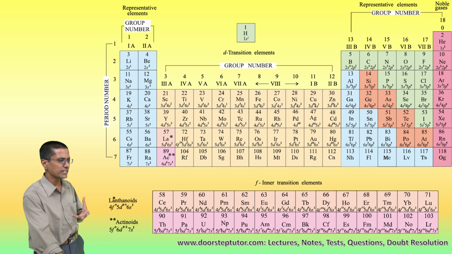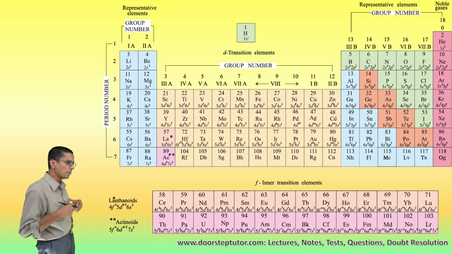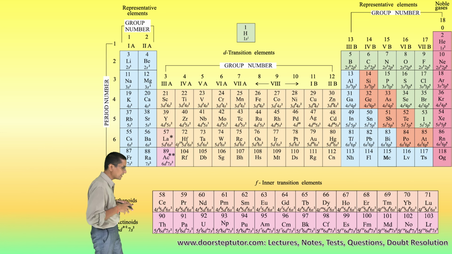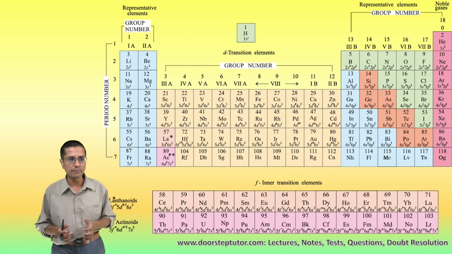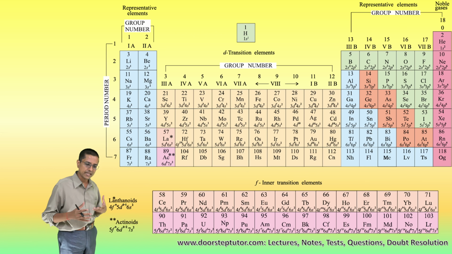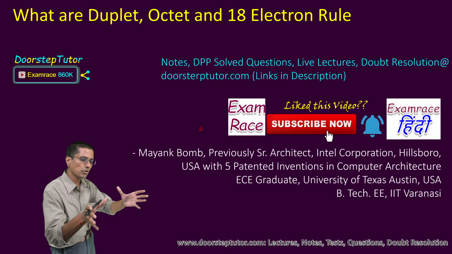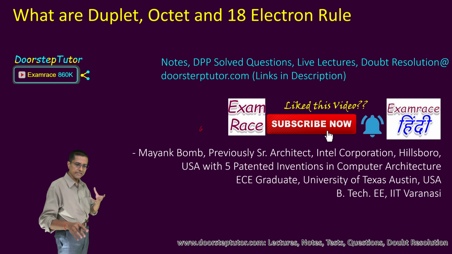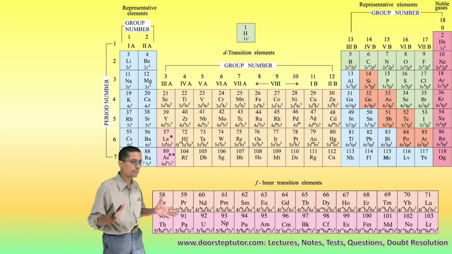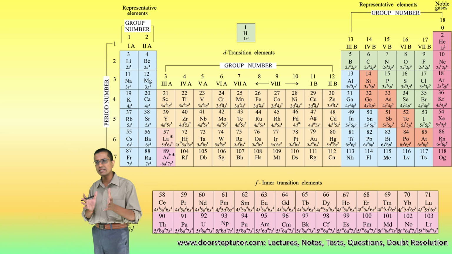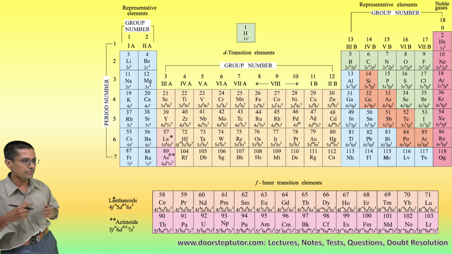These rules essentially tell us how many electrons a particular atom would try to have so that it becomes stable. The origin of these rules is actually very simple. Instead of learning so many rules like duplet, octet, 18, we can understand all of these rules from our basic periodic table. So here is the periodic table.